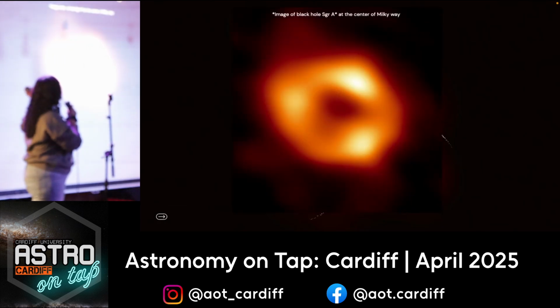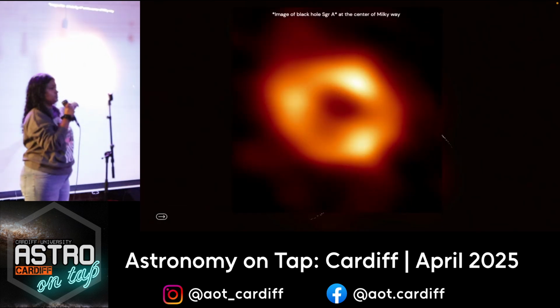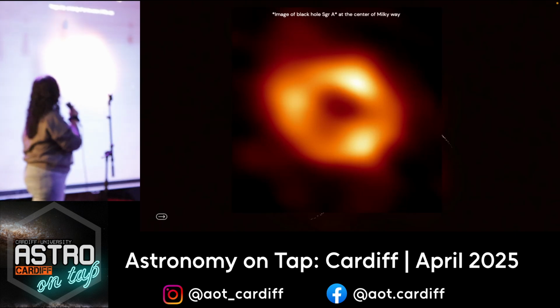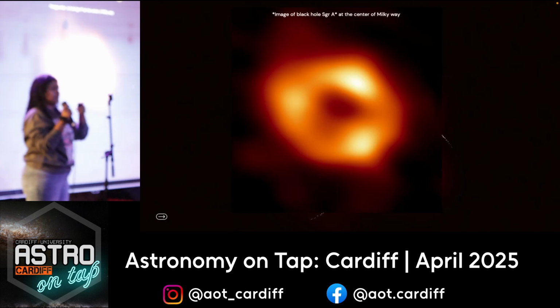This is the black hole in the center of our galaxy. That's Sagittarius A. It's a little blurrier compared to the M87 one. That is because our black hole is way smaller, so the matter is moving way too fast for them to piece together all the images.